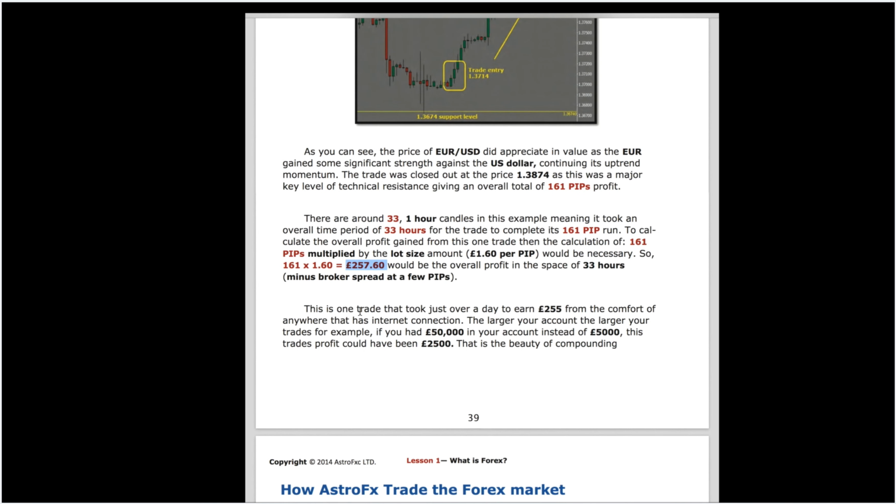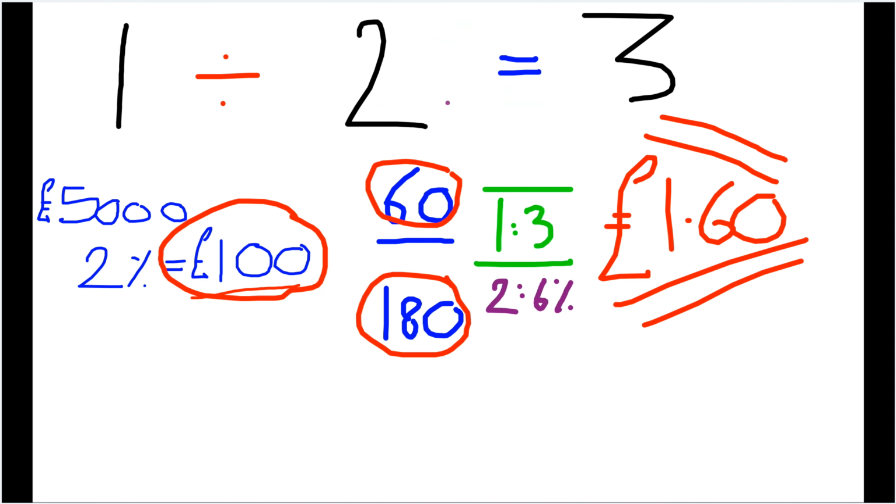Now, this one trade that took over a day to earn £255, the larger your account, the larger your trades. For example, if you had 50,000 in your account and you wanted to risk 2% on 50K, that trade's profit would have been 2,500. Obviously, scaling up the lot size, scaling up the risk, scaling up the volume in conjunction to your account balance. So guys, that's a calculation there.